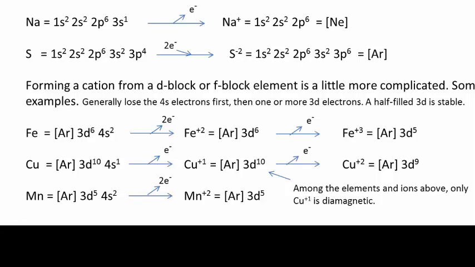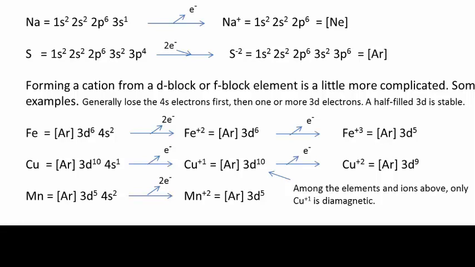One more example. Manganese. Manganese is argon 3d5 4s2. It tends to lose 2 electrons to form manganese +2. It actually tends to lose as many as 7, but if it loses 2, its electron configuration will be argon 3d5.